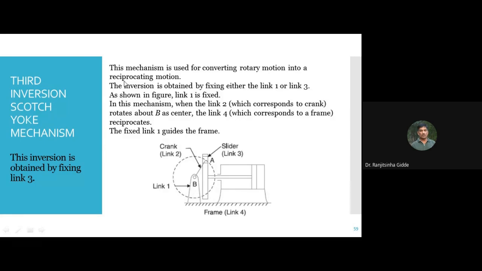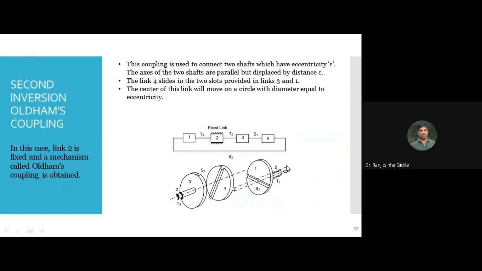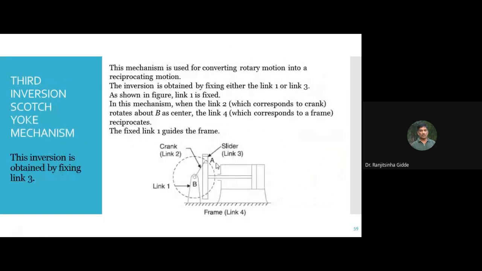So this mechanism is used for converting rotary motion into reciprocating motion, as we got in the first inversion. So this is the rotary motion and we are going to get the reciprocating motion. In the same way, we can get conversion of this rotary motion into reciprocating motion. So the first and third inversion is nothing but the Scotch yoke mechanism.